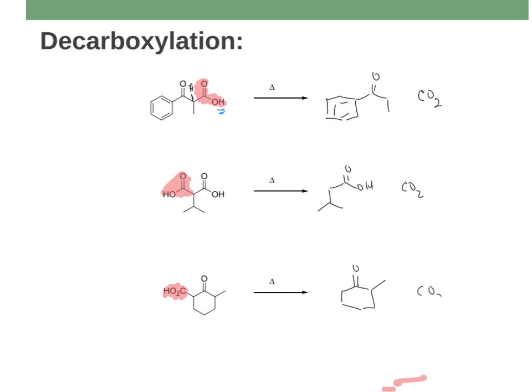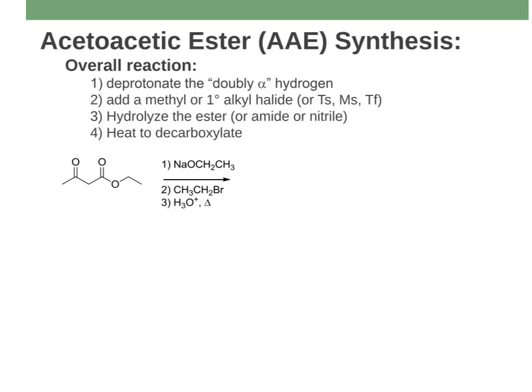It disappears from your structure, and now you have carbon dioxide, right? So that decarboxylation step's the new piece for you. And you have to have a carboxylic acid, and have a carbonyl that's beta to it. So let's put that in the overall context of these acetoacetic ester and malonic ester syntheses.